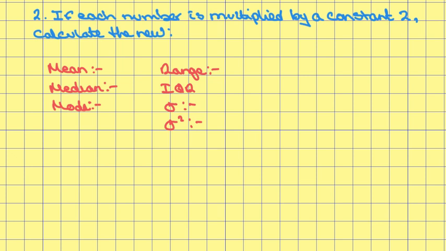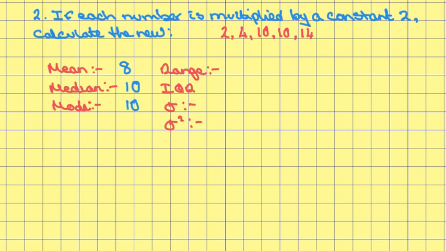So, if each number is multiplied by a constant 2, calculate the new mean, median, mode, range, interquartile range, standard deviation, and variance. Well, the new data set would be 2, 4, 10, 10, and 14. So calculating the new mean would give me a value of 8. The new median would be 10. The new mode would also be 10.